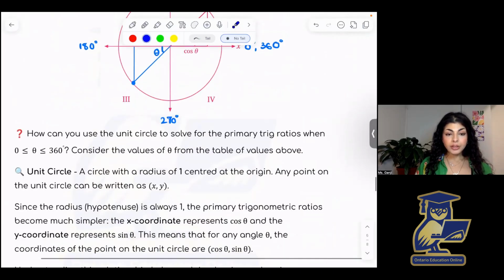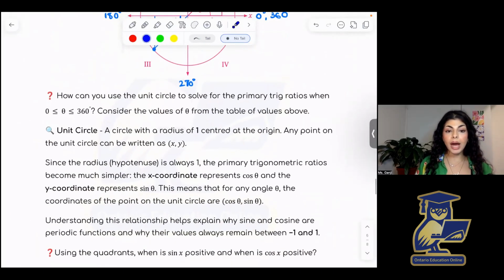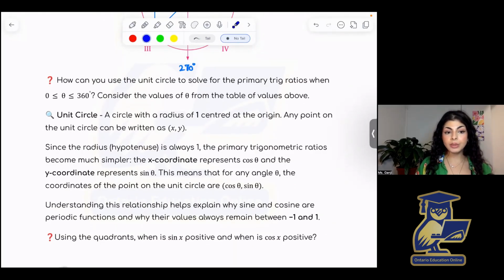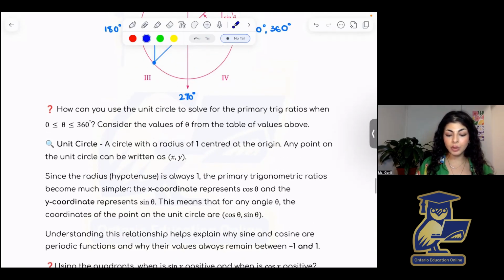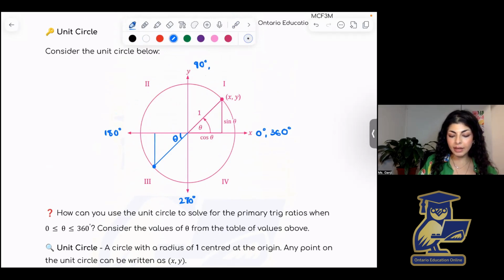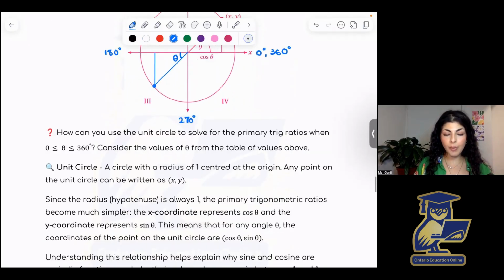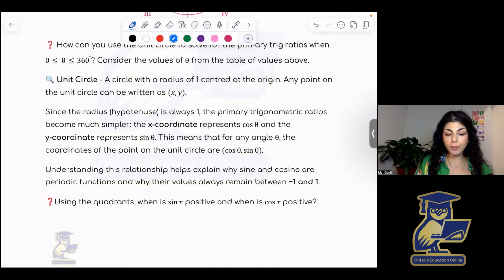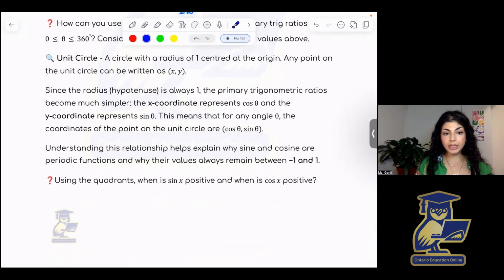And understanding this relationship can help us also understand why sine and cosine are periodic functions, because this circle will be repeating, and I can continue this on. So from 360, I can again add 90 degrees here to have 450, and then so on. And all of these values will keep repeating to make that periodic behavior. And this is already mentioned, but again, try to put it in your own words now and interpret it for yourself. So using the quadrants, when is sine of x positive and when is cosine of x positive?